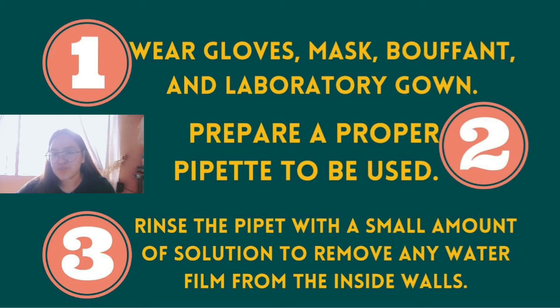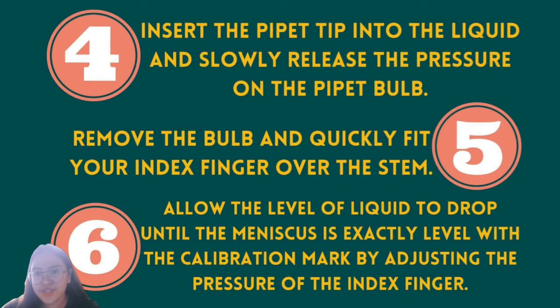Second step is to prepare a proper pipette to be used. Third, rinse the pipette with a small amount of solution to remove any water film from the inside walls. Fourth, insert the pipette tip into the liquid and slowly release the pressure on the pipette bulb. Fifth, remove the bulb and quickly fit your index finger over the stem.